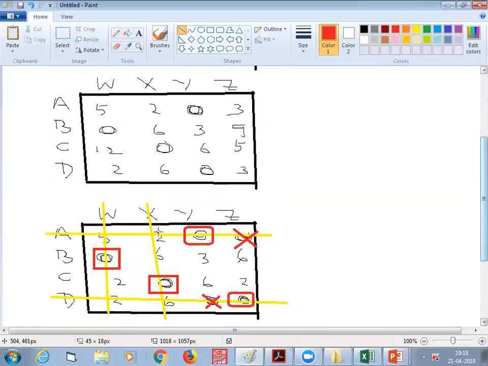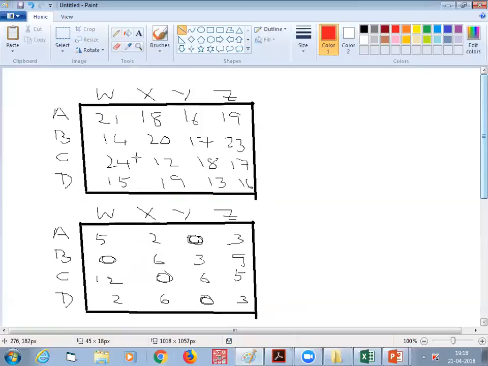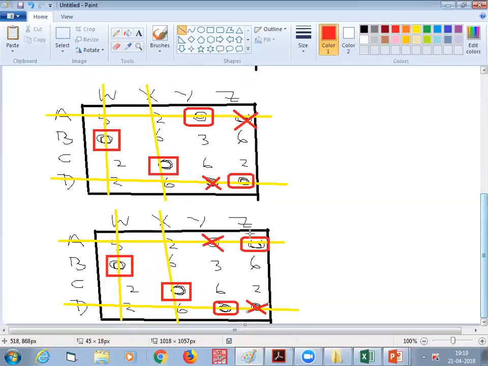One is A, Y, B, W, C, X, and D, Z. So A, Y, that's 16, B, W, C, X, and this. So 16 plus 12 plus 14 plus 12 plus 16. So this is 32, and this is 26. 32 plus 26 is 58. And the other solution is A to Z, B to W, C to X, and D to Y.